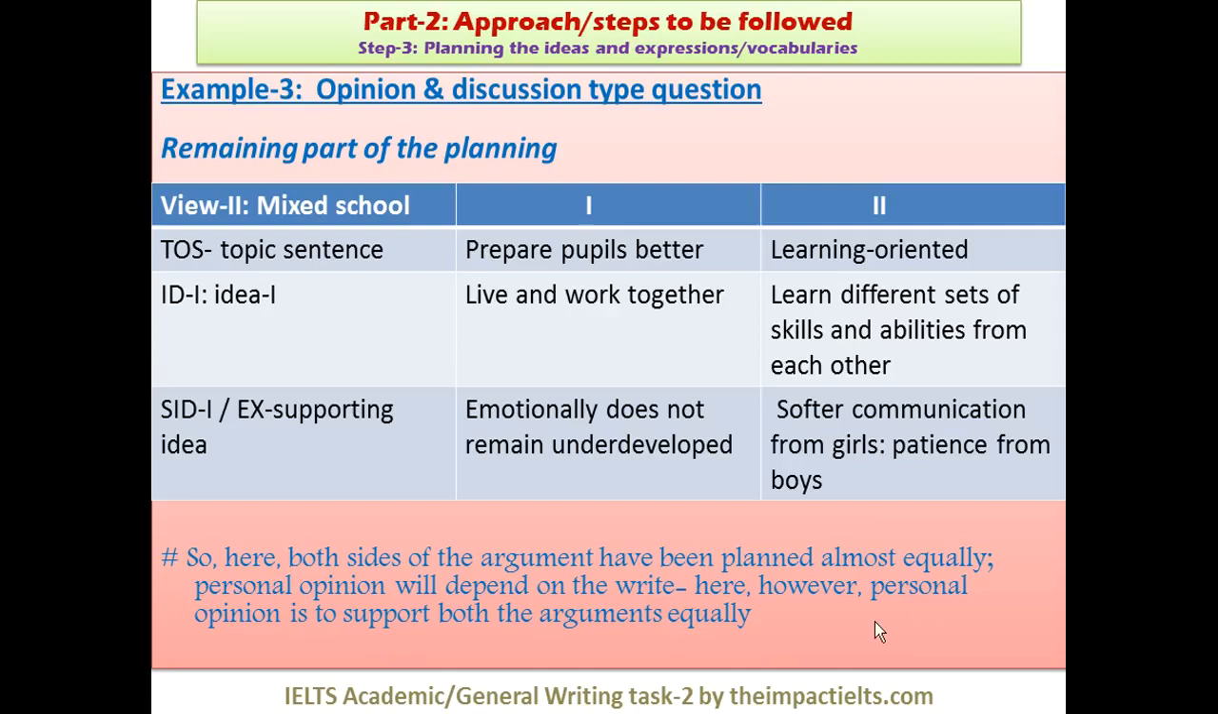That's not important, right? It depends on whether you want to. But this is how somebody who has planned it would do it. So I have planned it, and I thought like this. Personal opinion is to support both the arguments. This is what I think. But when you are coming to your personal opinion, I have planned it in such a way that when you reach the conclusion part, it's always better for me to write the opinion there.